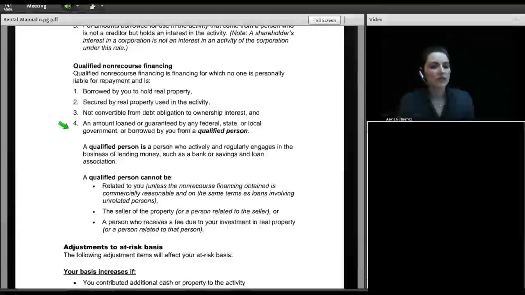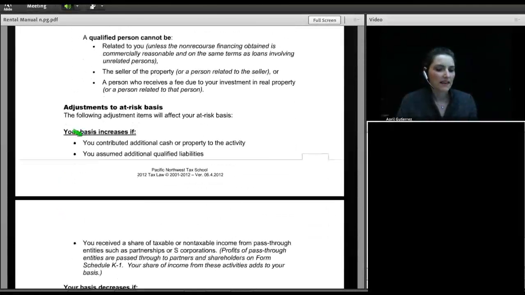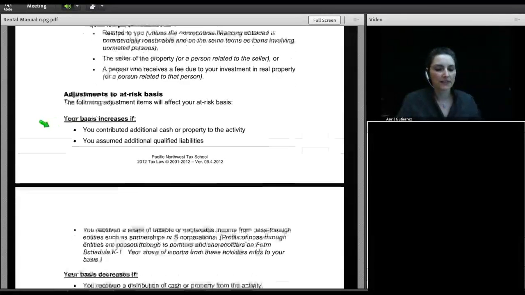So it's a very special definition associated with rental, well, not with rental, but associated with real estate. And when you have a loan on real estate and the loan is coming from a commercial lender, the loan is securing that real estate or secured by that real estate, even if there is no recourse against you directly, you're still considered to be at risk in that situation. Adjustments to risk, or adjustments to at-risk basis is next.